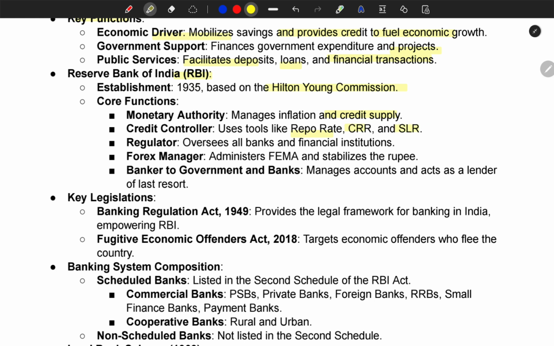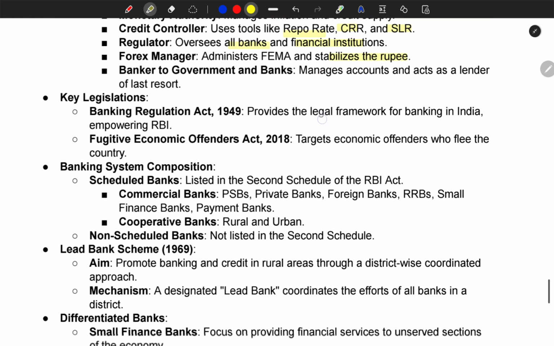Regulator, oversees all banks and financial institutions. Forex manager, administers FEMA and stabilizes the rupee. Banker to government and banks, manages accounts and acts as the lender of last resort.